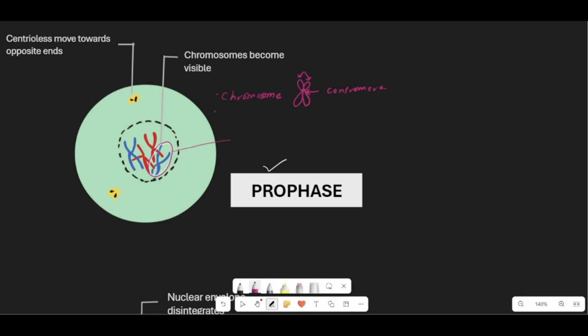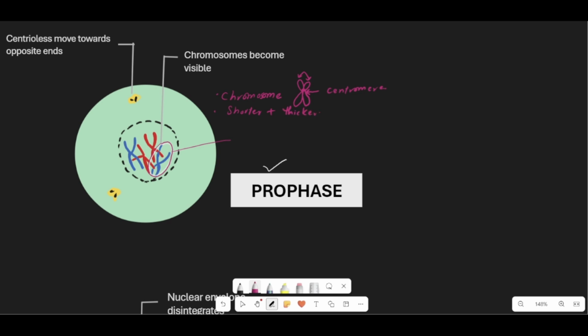So the first key change that occurs is that the chromatin or the DNA, which was previously in a loose thread-like structure dispersed inside the nucleus, is now converting into highly organized structures called chromosomes. The second important change during the prophase is that the chromosomes start becoming shorter and thicker as prophase progresses.